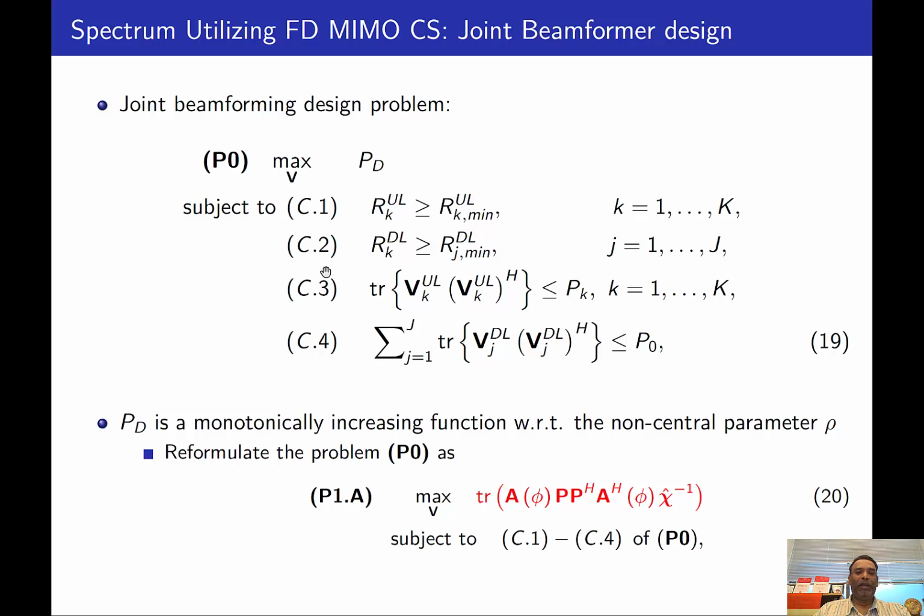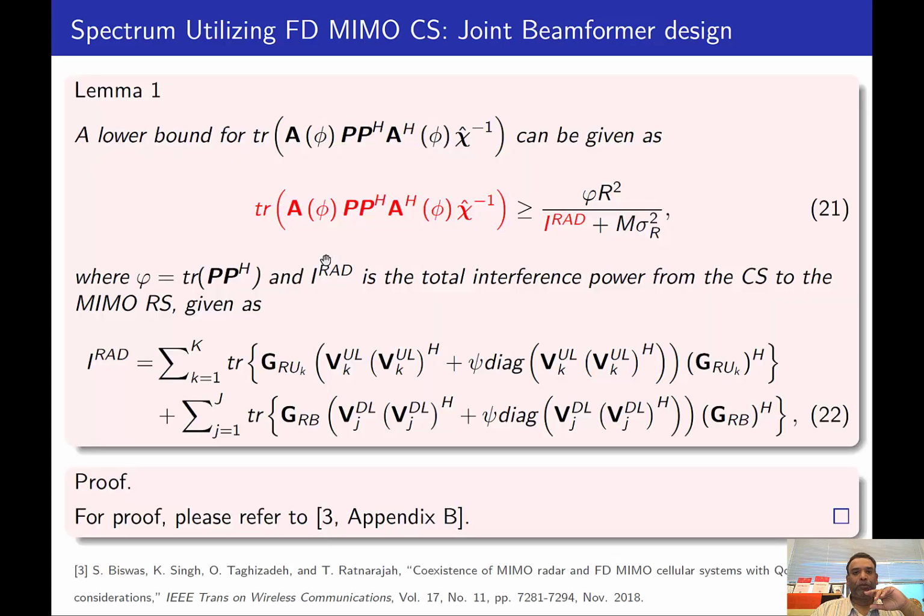So we are maximizing all these things with respect to the precoders. We wanted to design joint precoders at the uplink users and the base station such that this optimization problem is satisfied. So PD, probability of detection, is a monotonically increasing function with respect to the non-central parameter. So the problem can be reformulated as this here, maximizing the non-central parameter subject to all these constraints here.